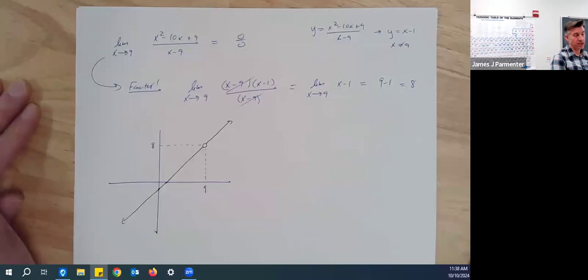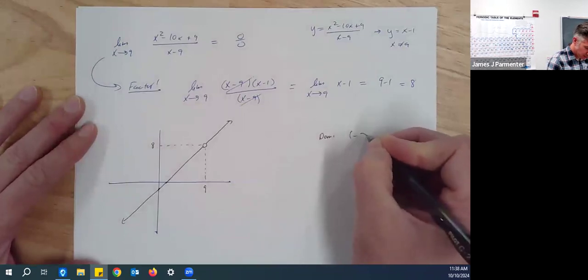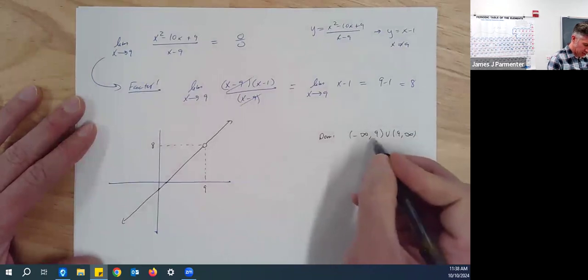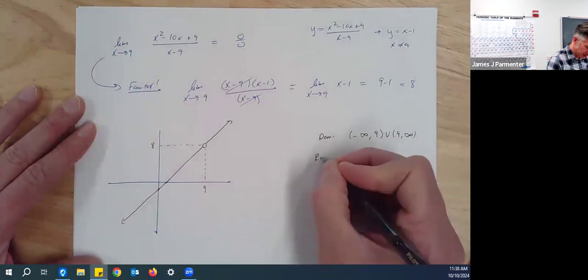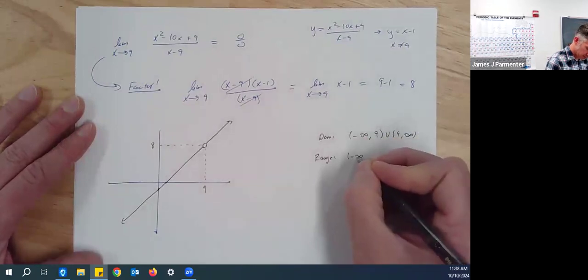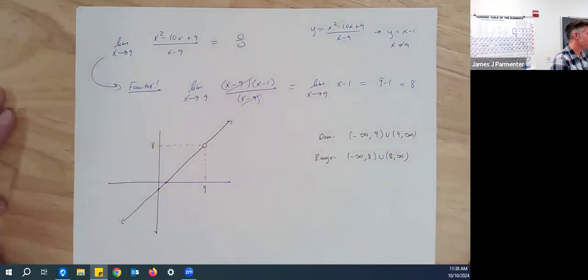And if someone was to ask you a question about the domain and range for this function, we can say that the domain of this function is everything except for 9. So everything from negative infinity to 9, union 9 to infinity. And the range is everything except for, you don't get 8. Kind of cool.